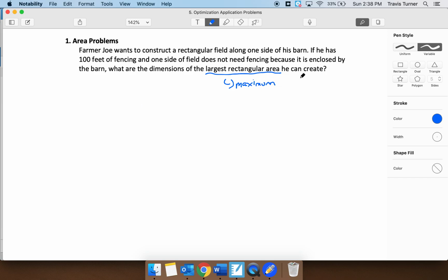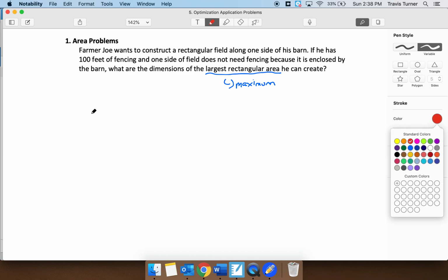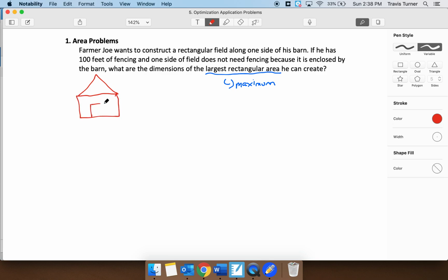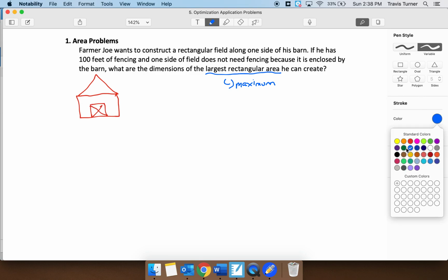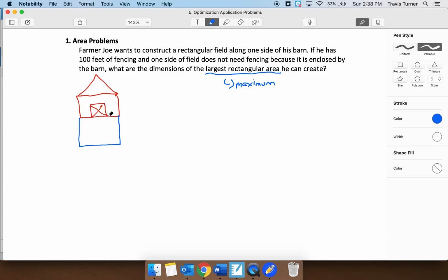So if I just do a little sketch of this, let's imagine this barn. And you'll laugh at my drawing. So maybe it looks like a clown tent, I don't know. Here's my barn. What they're saying is I've got a field that's coming off one side of it. And so I don't need fencing for this side because it's enclosed by the barn. So if it's rectangular, it means that this side and this side are the same. And this one's going to be different. So I'm going to call this X, let's say, and this one side Y.